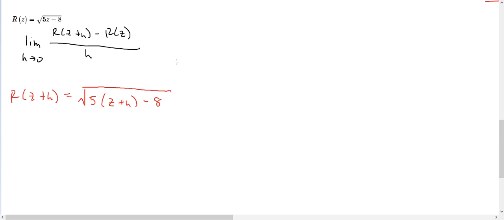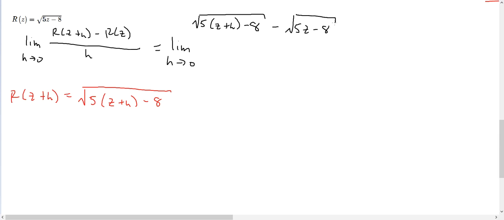So going back to our limit, we have the limit as h approaches 0 of r of (z plus h), which we can substitute in. And then we're going to subtract away our original r of z, which is the square root of 5z minus 8. And this is all going to be over h. Now, I'm going to delete this r of (z plus h) over here.